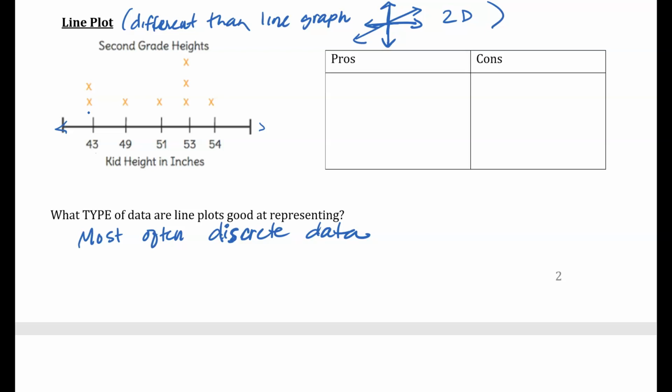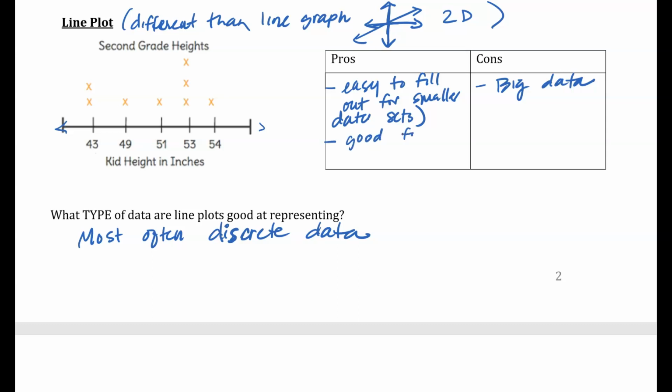So what are some pros? I think it can be easy to fill out for smaller data sets. It can be a total pain if you have big data. So cons, it's not great for big data. If you had a class of 2,000 kids and you wanted to plot their heights by hand, that would take forever. I would say it's good for younger grades.